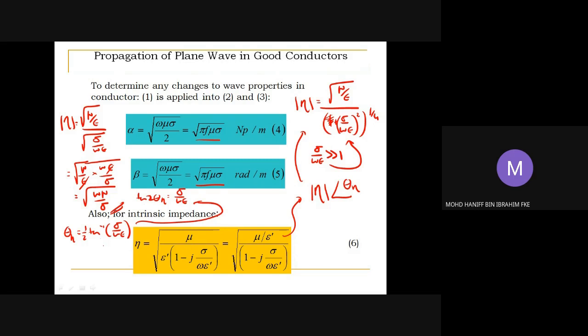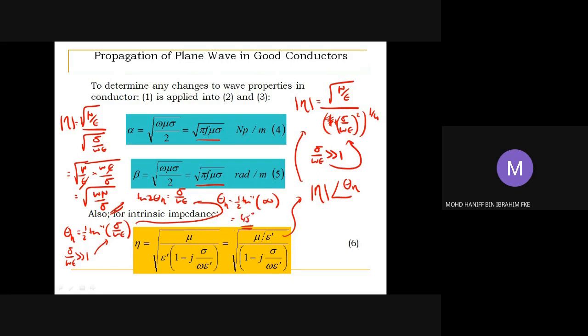If we consider that sigma over omega epsilon is very much bigger than 1, this equation can be written as theta equals half the arctangent of infinity. If the loss tangent is very much bigger than 1, we can assume it to be approximately infinite. The arctangent of infinity gives us 90 degrees, and when divided by 2, the impedance angle equals 45 degrees.